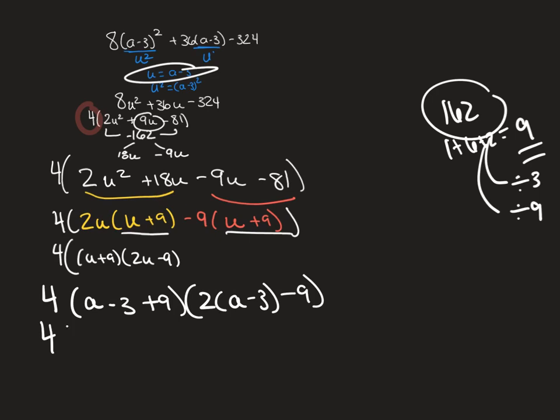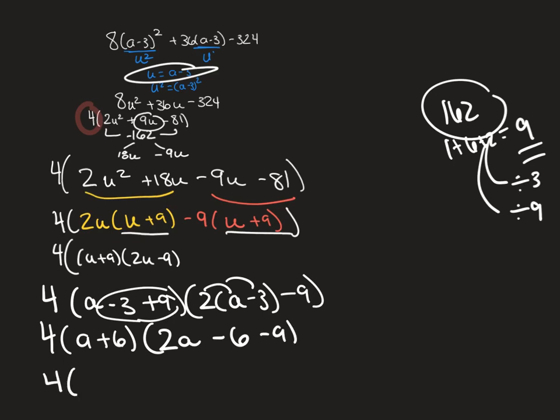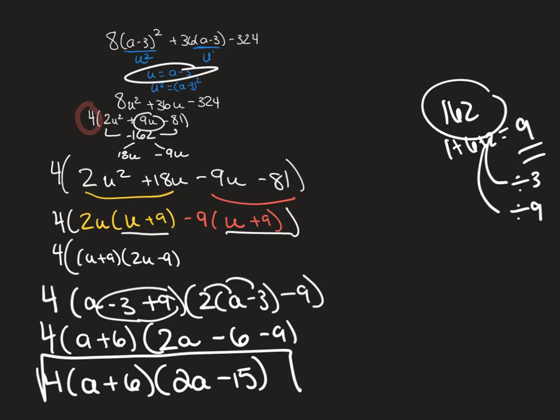Okay, 4 times a plus 6. These two make a 6. The 2 has got to get distributed in. So I get 2a minus 6 and then minus my 9. 4 times a plus 6 times 2a minus 15. That was a great problem. So many things involved: u substitution, factoring with a leading coefficient, pulling out a GCF. That is a great problem.